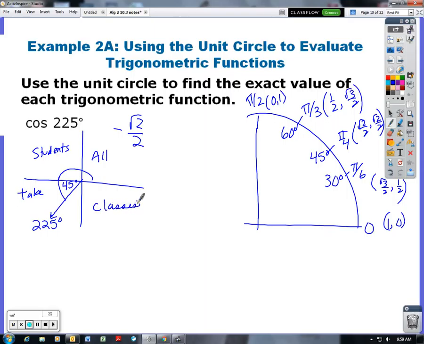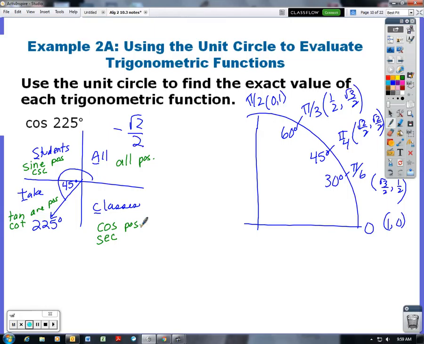When I do all students take classes, I start in quadrant 1 and I work counterclockwise. And the first letter of each one of these tells me which trig functions are positive in that quadrant. So in quadrant 1, they're all positive. A is all. In quadrant 2, just sine is positive, and its reciprocal cosecant. In quadrant 3, t for tangent, so tan and its reciprocal cotan are positive. And then in the fourth quadrant, c for cosine, so cosine and its reciprocal secant are positive.